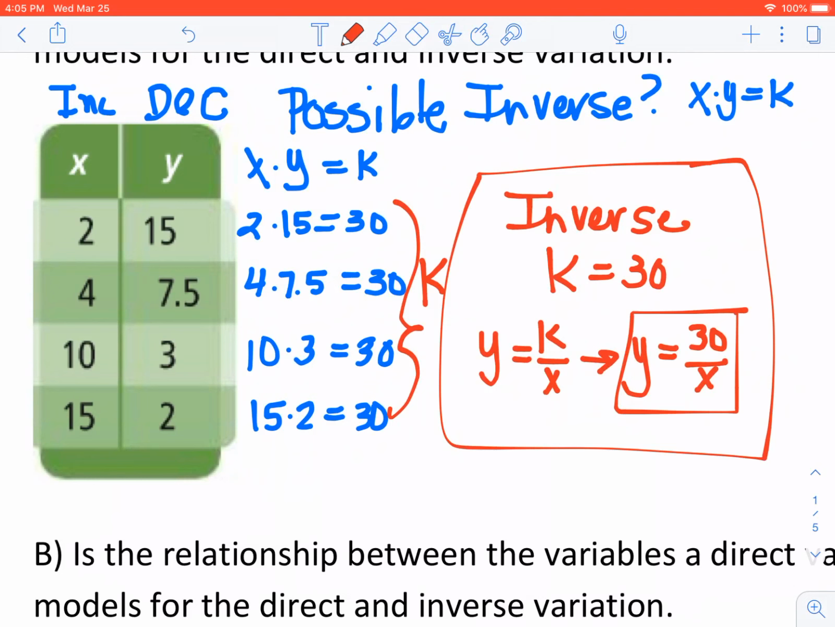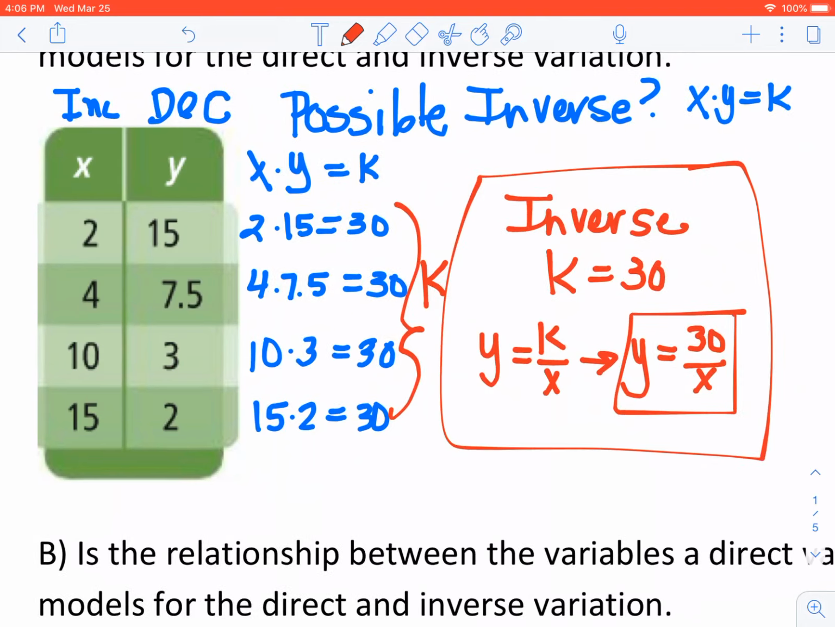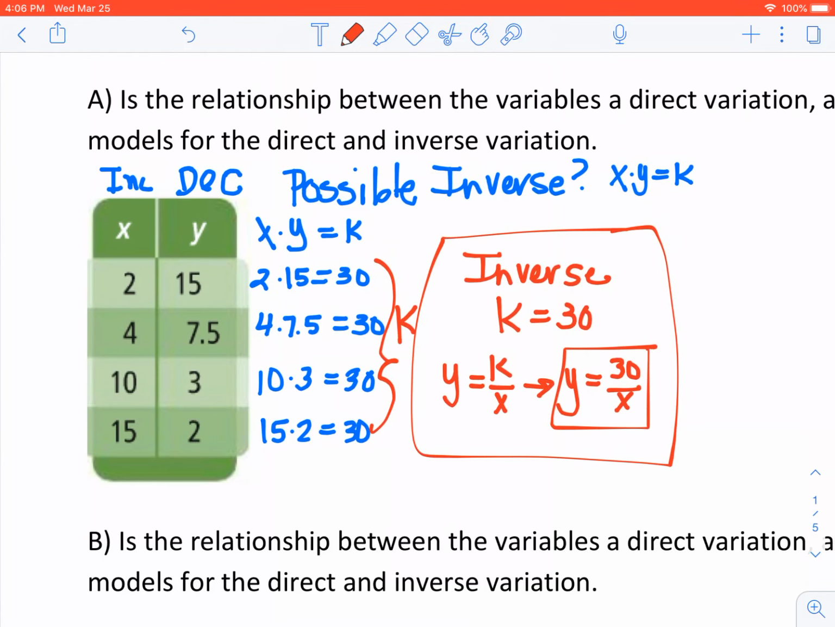And you can always check your work. You can always plug in, let's say x was 2, so 30 divided by 2, y would get 15. And so you see that ordered pair there. And so all of these ordered pairs fall into that function. Okay? And so that is inverse variation.